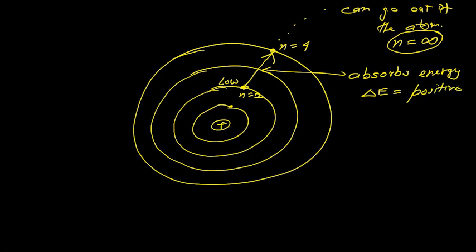Sir, I have one doubt, sir. As you said, sir, here there is a gain of energy, so delta E becomes positive. But sir, when we move from higher orbit to lower orbit, at that time, is there a loss of energy? Like, is energy released in that case? Yes, yes. So, sir, in that case, energy becomes negative, the delta E. Energy will be released, so it will be negative. So if this is n equals 4 and electron moves to n equals 2, the lower energy state, okay, the energy, delta E will be negative.